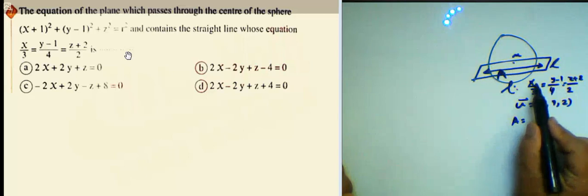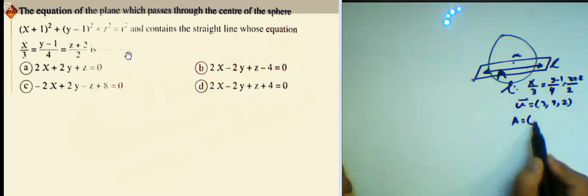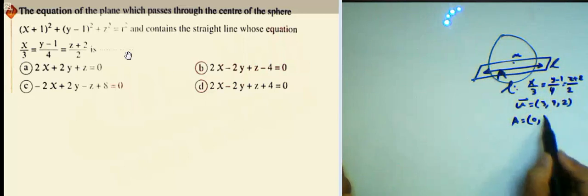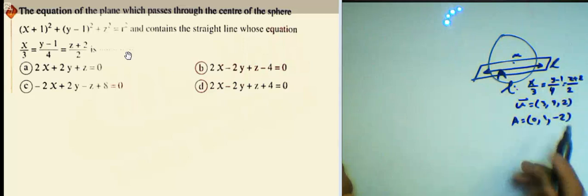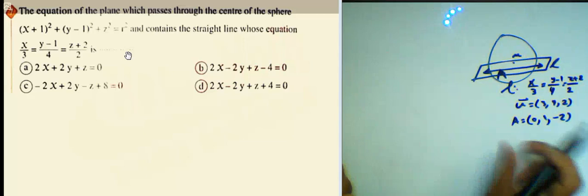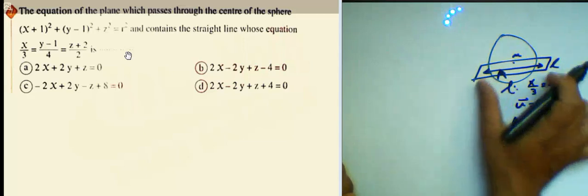We can find the point here. X subtract by 0, which is 0. Y subtract by 1. Z subtract by negative 2. It's a point. Okay, we get the point that lies on the straight line and the vector of this straight line.